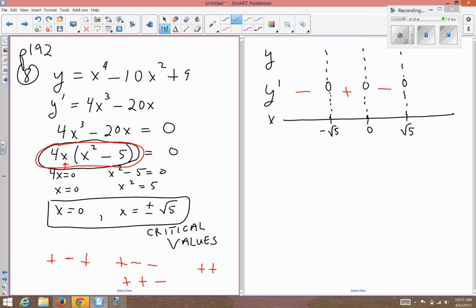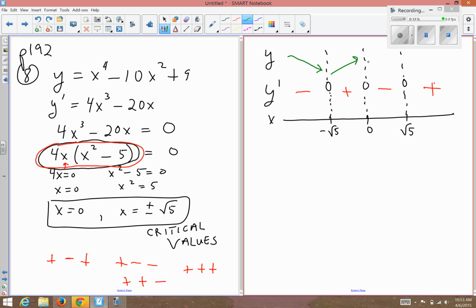The 4 is a positive. Multiply 3 positives and we get a positive. So now here's what we know about y. We now know that y is decreasing, then increasing, then decreasing, then increasing.